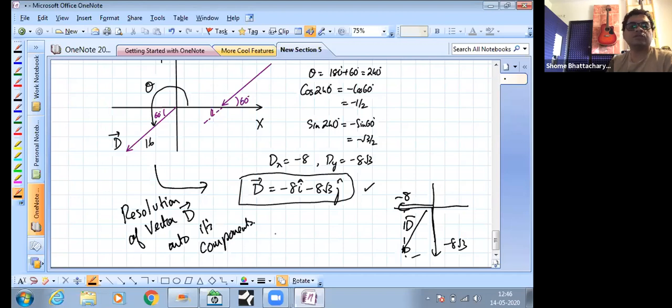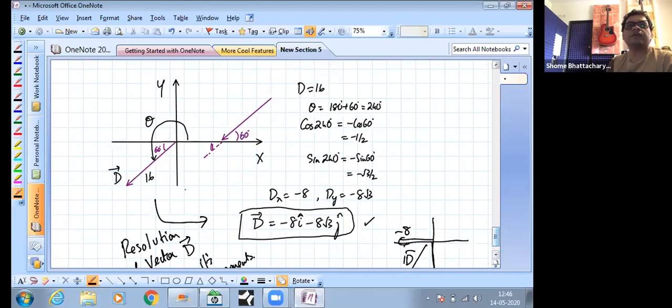The question might ask you to resolve a vector. No, we can't take vector D in the first quadrant, because vector D's arrow is pointing in this direction. That is what I am saying. If I write vector D as 8 I cap plus 8 root 3 j cap, what direction will it point in? It will point like this, no? A vector in the first quadrant is like this, whereas a vector in the fourth quadrant or third quadrant is pointing like this. Now these two are not the same vectors; they are opposite vectors.